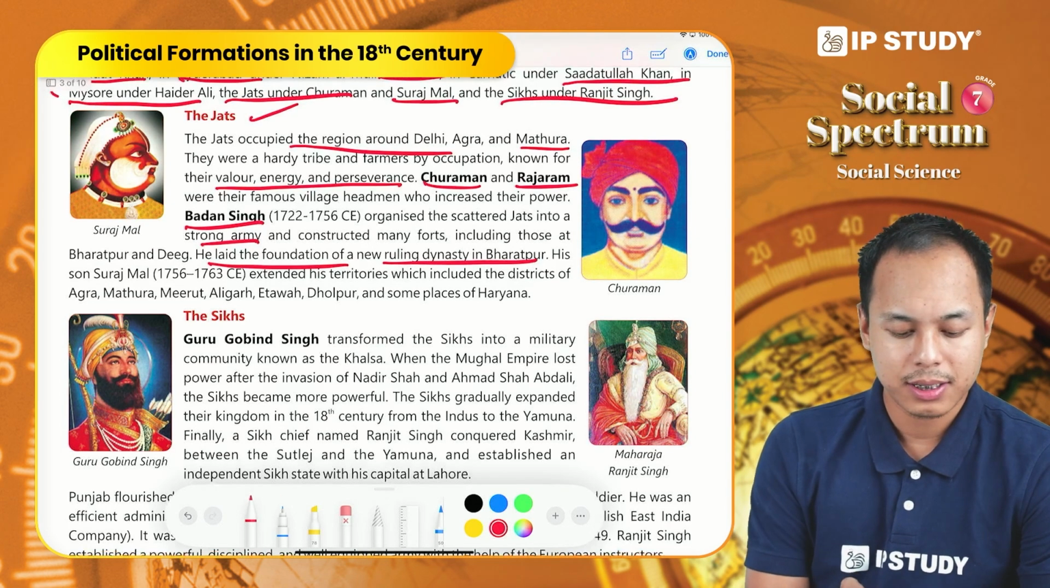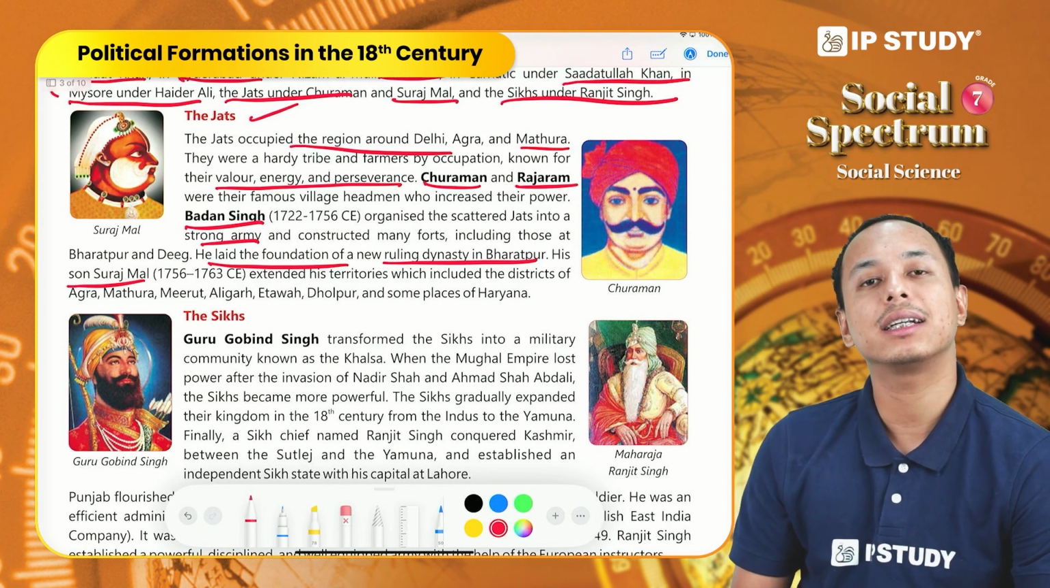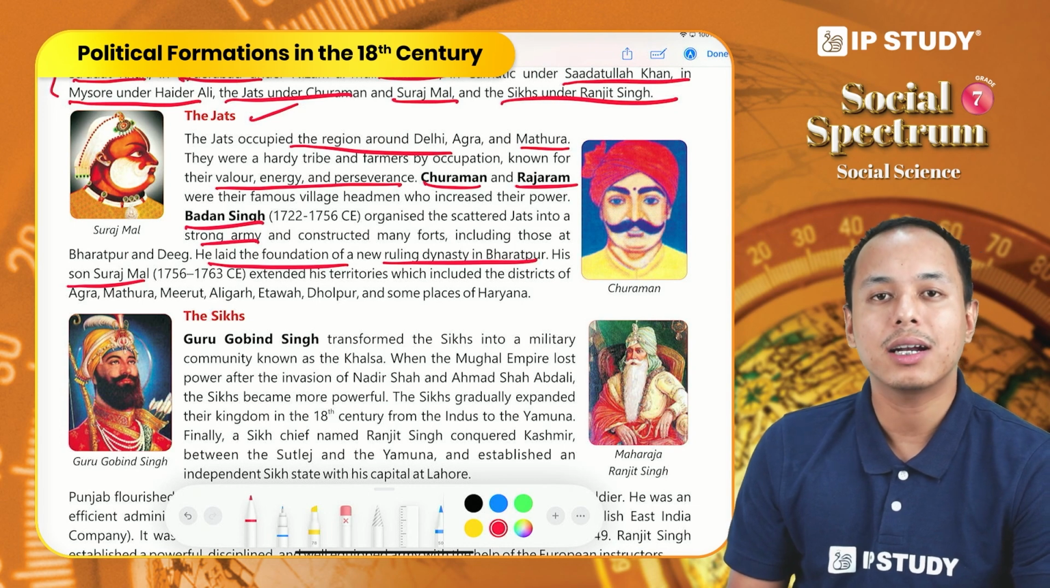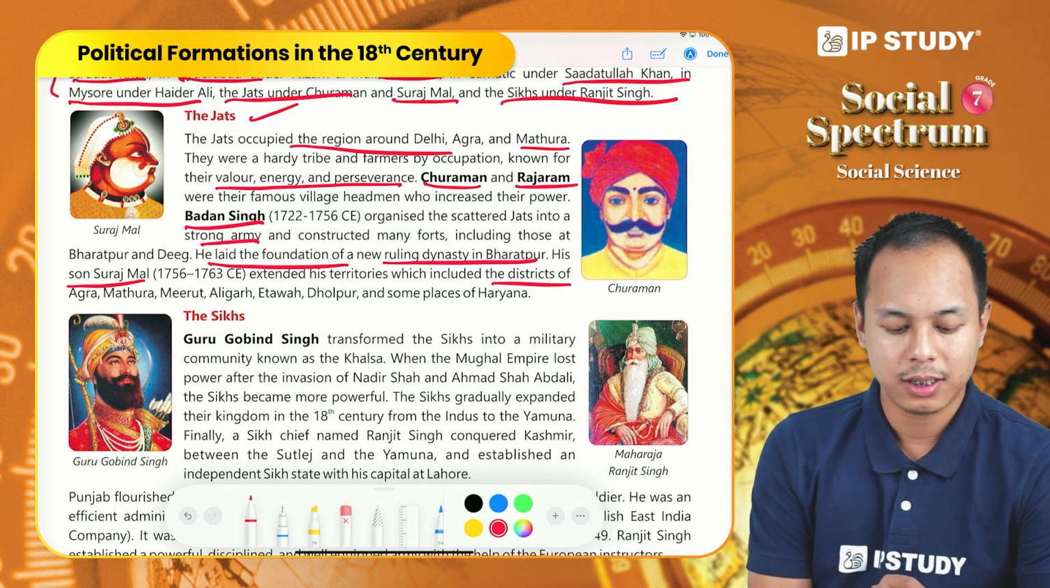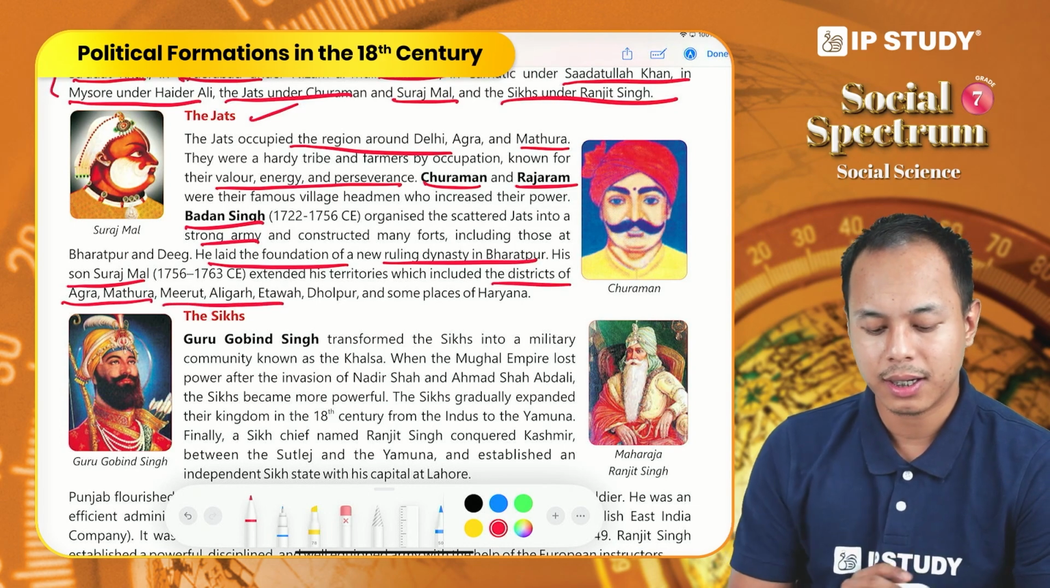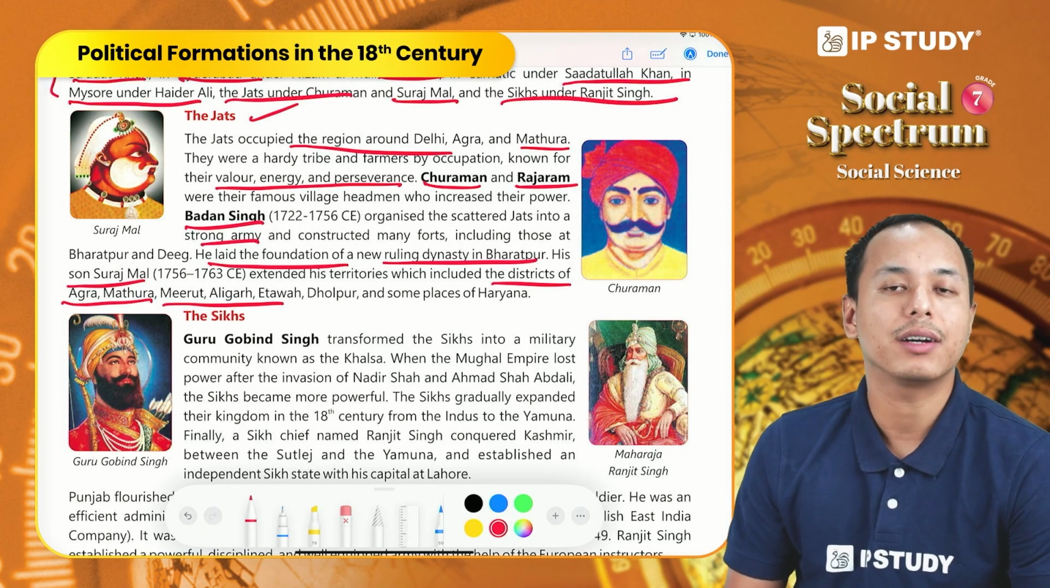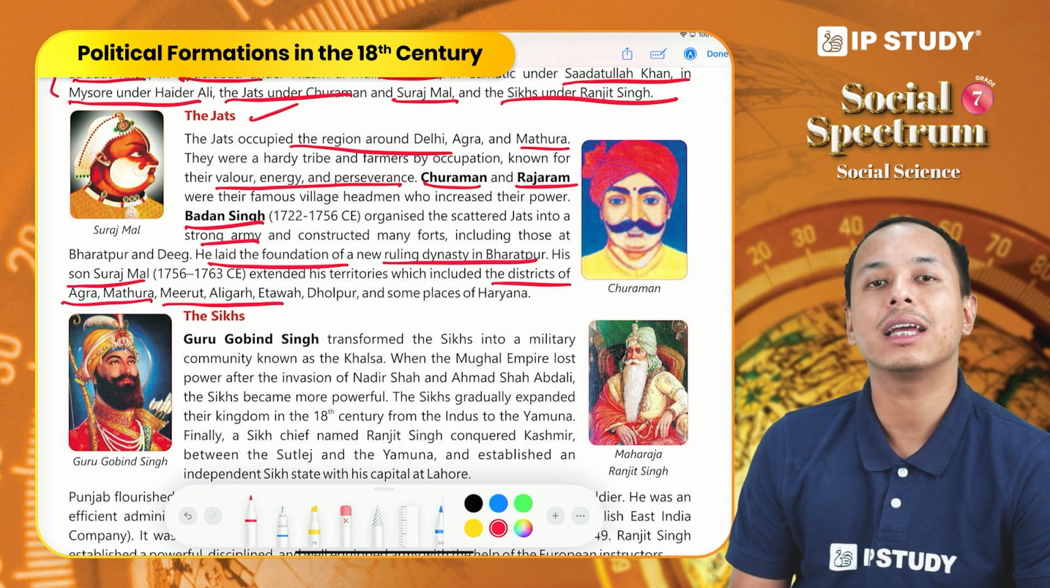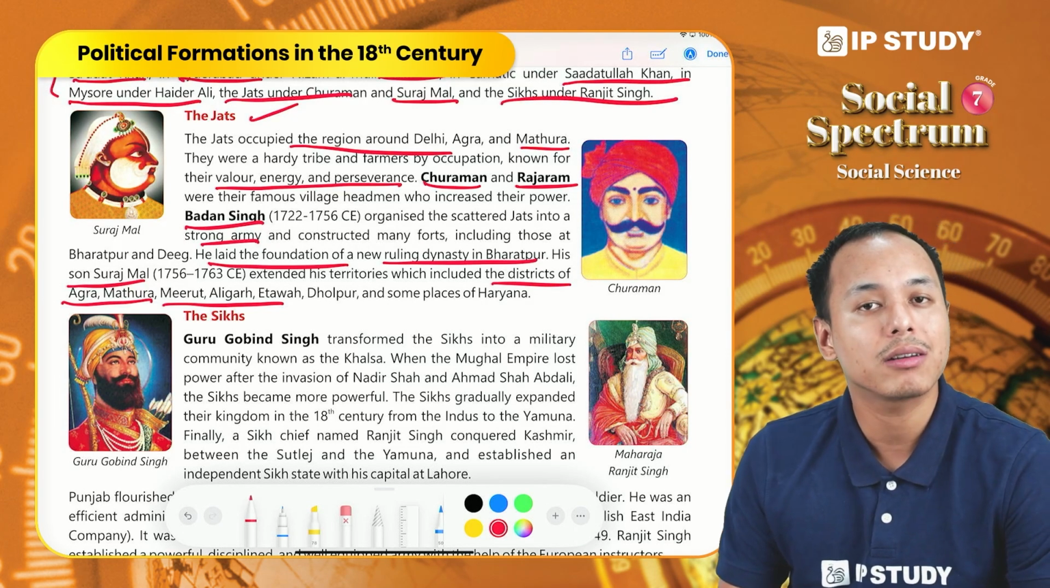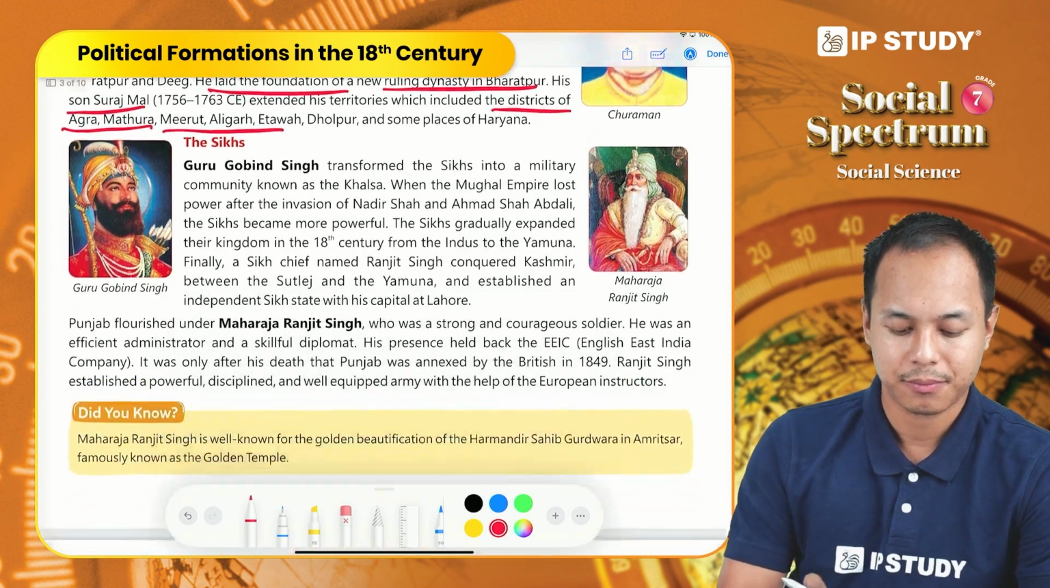After Badan Singh, his son Surajmal extended the territories of the Jats in the districts of Agra, Mathura, Meerut, Aligarh, Dholpur and some places of Haryana. So the Jats emerged as one of the strong powers in and around the areas surrounding Delhi.